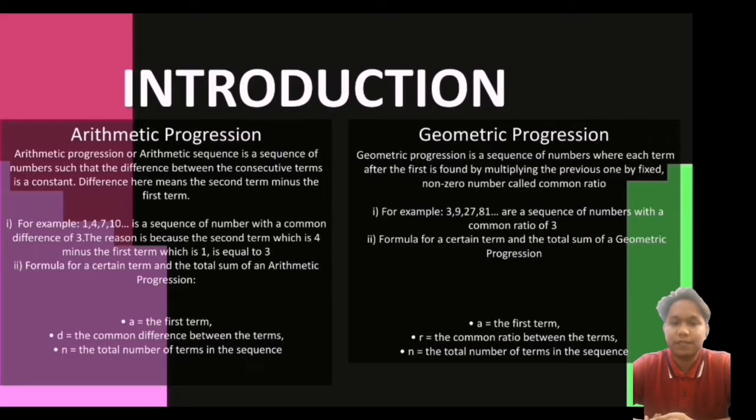For example, the sequence 2, 6, 18, 54 is a geometric progression with common ratio 3. How can we get 3? We can do 6 divided by 2 and we get 3, and also when we multiply 2 by 3 we get 6.